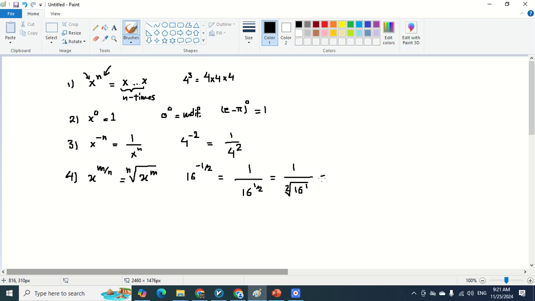So for sure you can imagine that the number will be 4, because if you multiply 4 by itself, or 4 squared, it will be equal to 16. So this is the number that we wanted.